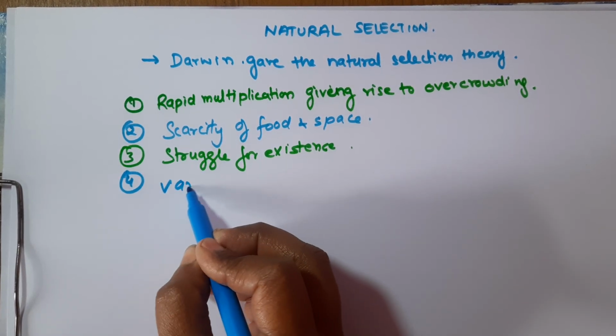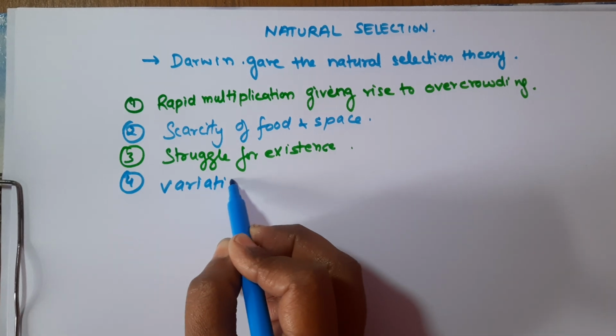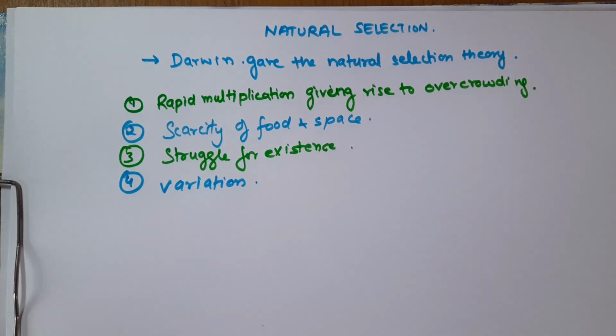the next comes variation. Plant or animal species will develop some kind of variation, and this variation helps them in their existence and provides a better chance for survival.